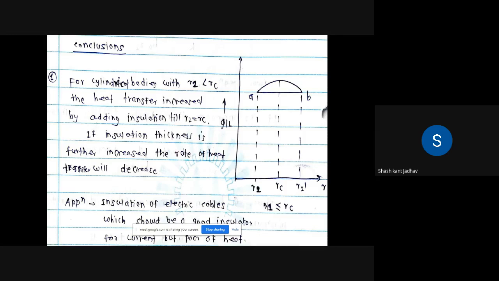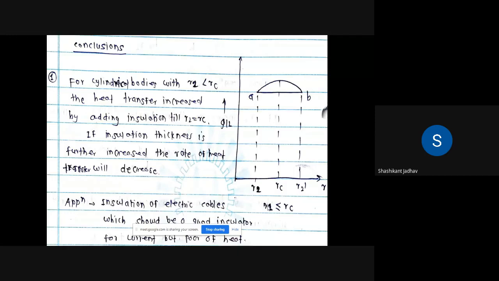That is conclusion one. In that, we have considered the radius of insulation is less than the critical radius of the insulation, and this is the example for the electrical cable. So for the electrical cable, there is a need for maximum heat transfer, so we have to maintain the radius of insulation less than the critical radius of insulation.